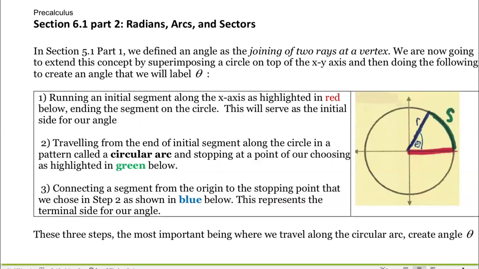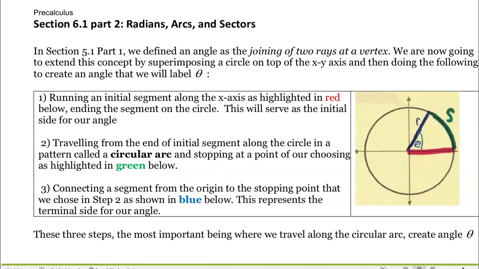Okay, in this section, we're going to go over 6.1, Part 2. We're going to introduce the concept of radian measurement. So this is brand new, so you really have to give this your complete and utter focus, both in class and when doing the homework.